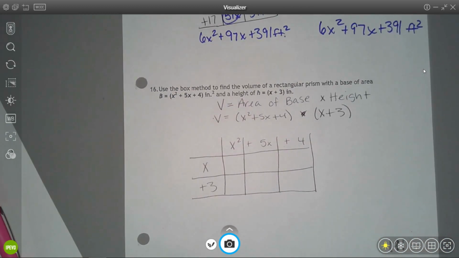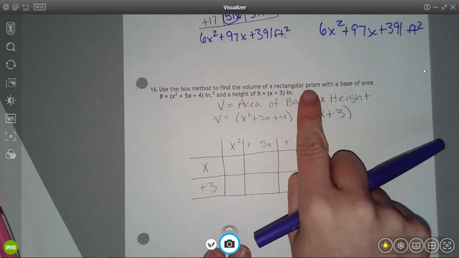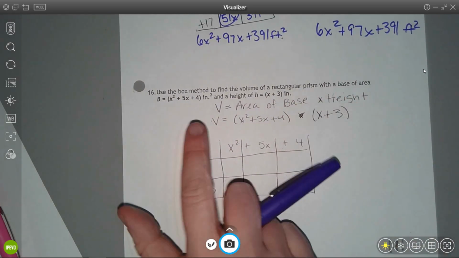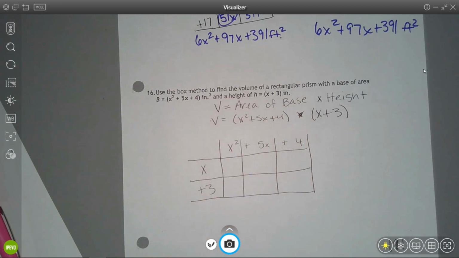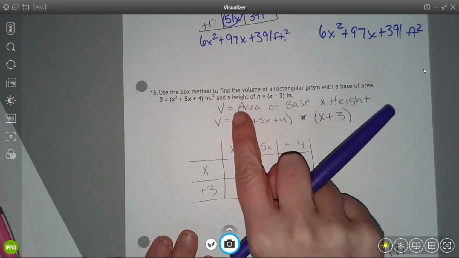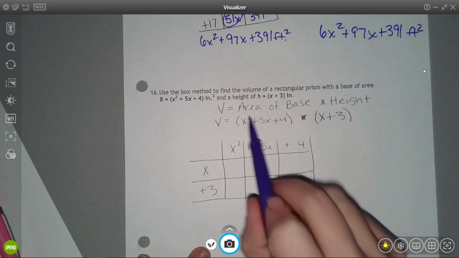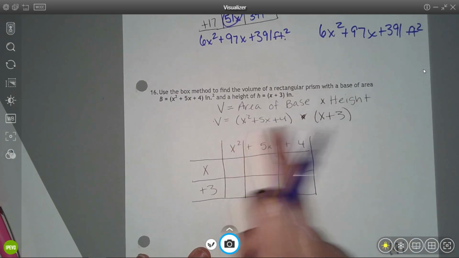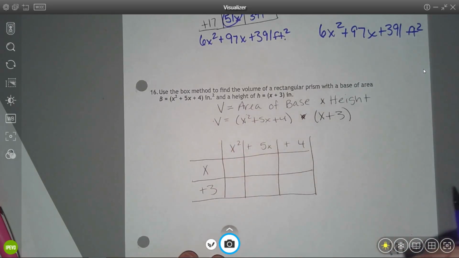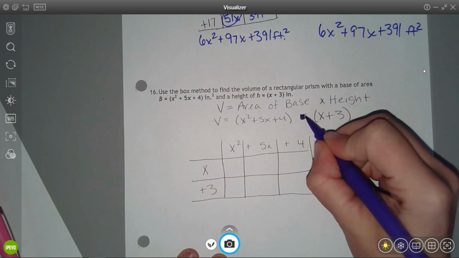Down here, they want us to use the box method to find the volume of a rectangular prism with a base area of this and a height of x plus 3. Well, the big thing to know about volume of a rectangular prism, that is the area of our base times the height. Well, they gave us both of those numbers, okay? So we just have to multiply these together.